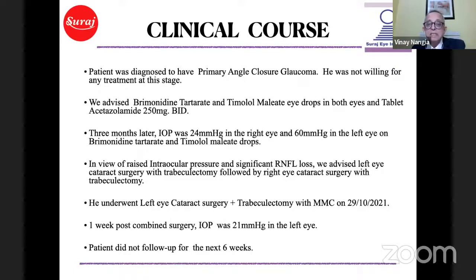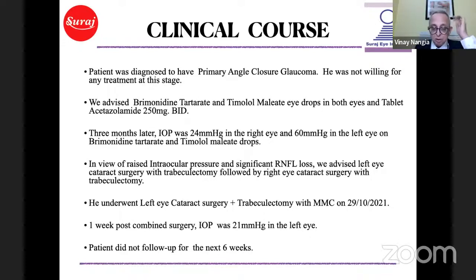He came back 3 months later. The intraocular pressure in the right eye was 24 millimeters of mercury. In the left eye, it had gone up to 60 millimeters of mercury. And then he was advised combined surgery in the left eye. He did undergo left eye cataract surgery and trabeculectomy. And 1 week post combined surgery, the intraocular pressure was 21 millimeters of mercury in the left eye.